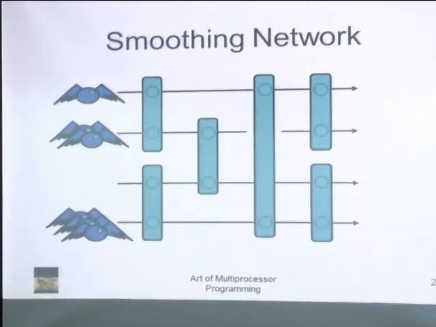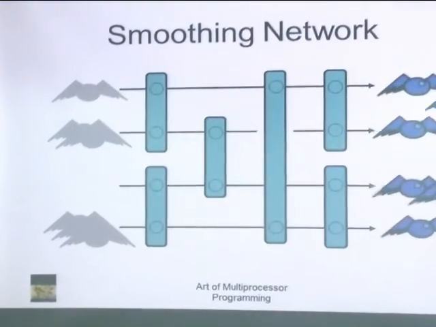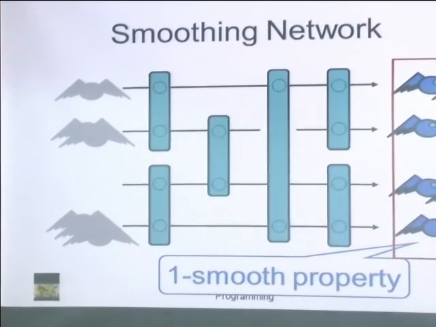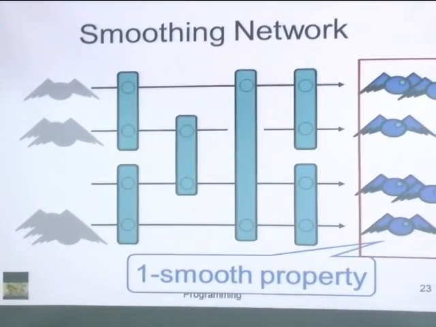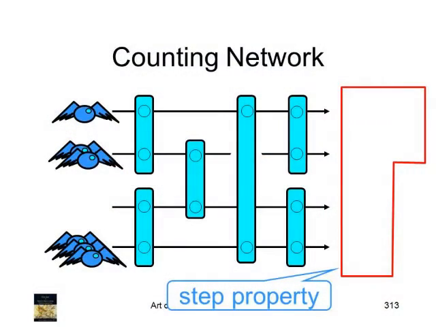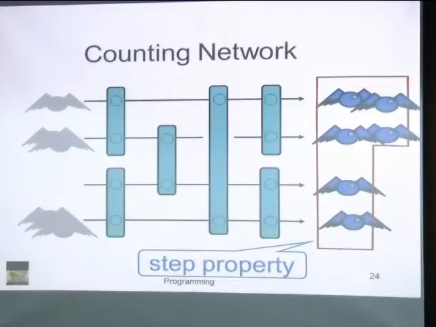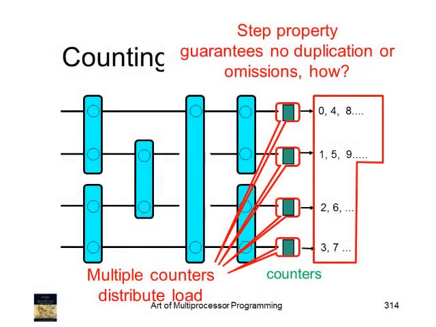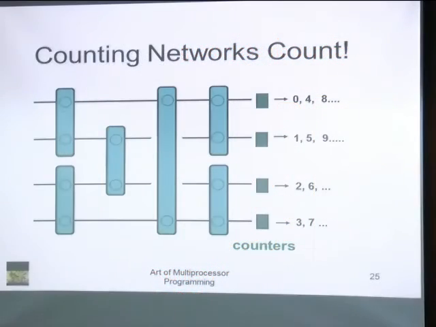So we'll call this a smoothing network, because when the tokens go through, the number of tokens that come out on the output wires differ by at most one. We'll call it a counting network if all the excess tokens are pushed up to the top wires. So the output has what's called the step property. And the reason counting networks count is that I can take a bunch of counters implemented any way you want, put a counting network in front of them, and it does a kind of load balancing.